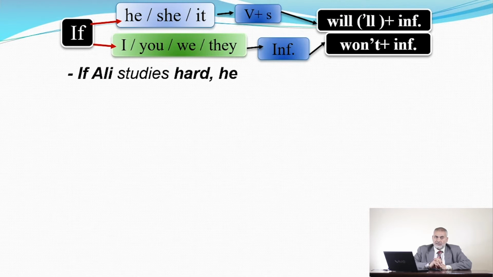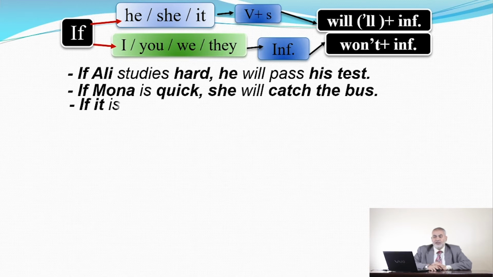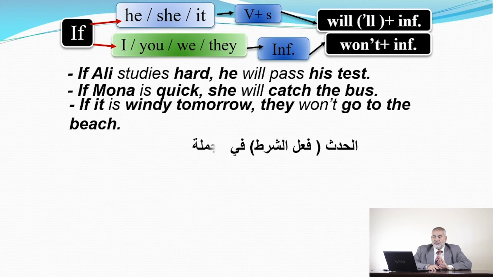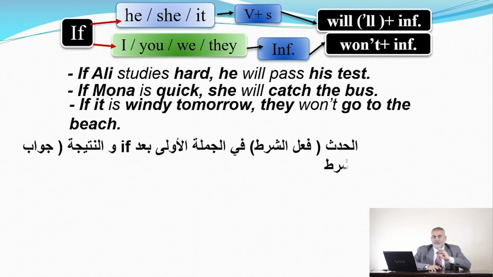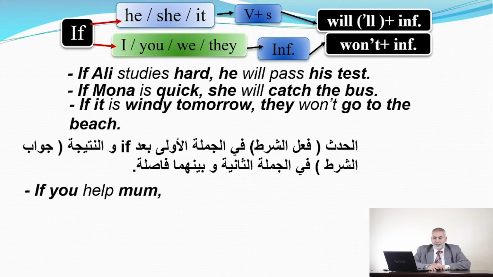If Ali studies hard, he will pass his test. Or the next one, if Mona is quick, she will catch the bus. If it is windy tomorrow, they want to go to the beach. If you notice, لو لاحظنا أن the first verb الحدث نفسه الفعل في الجملة الأولى بعد if, but the result النتيجة always comes in the next part. And between both of them, بينهم الاثنين, there is a comma في فاصلة. Like this. If you help mom, she will thank you.